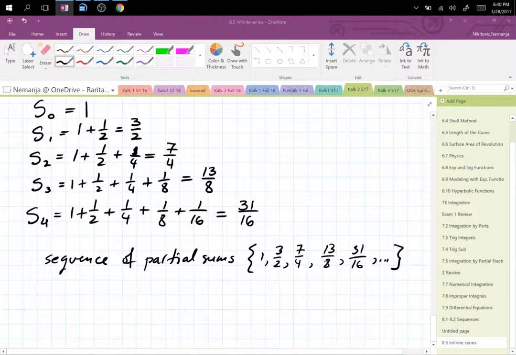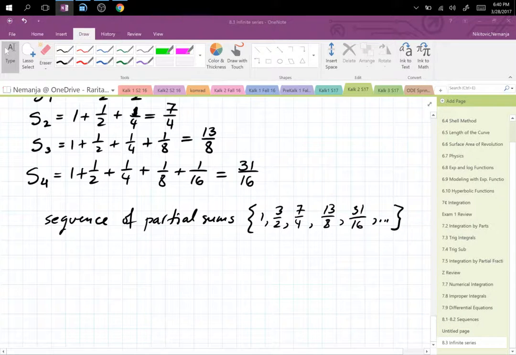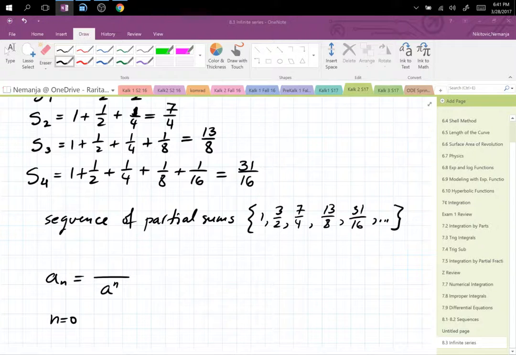So I can work this out into a formula, I hope. Let me see if I can work this out into a formula. Bottom is easy. Bottom is very easy because the bottom we have just 2 to the n. So a_n is equal to, bottom is 2 to the n, and we start our n at 0, right? Now what's the top? The question is, how do you think about these things?